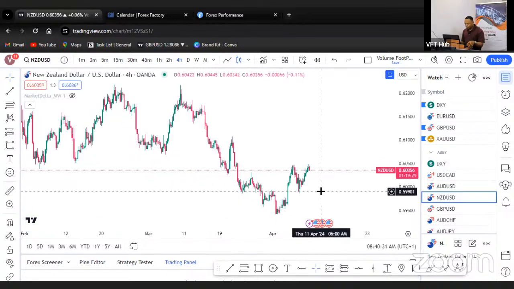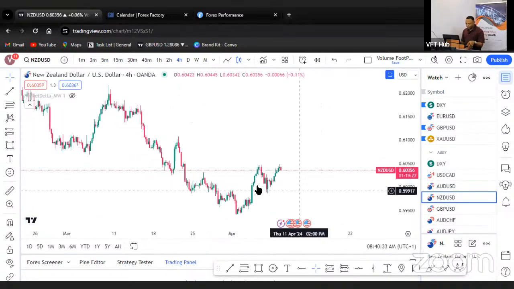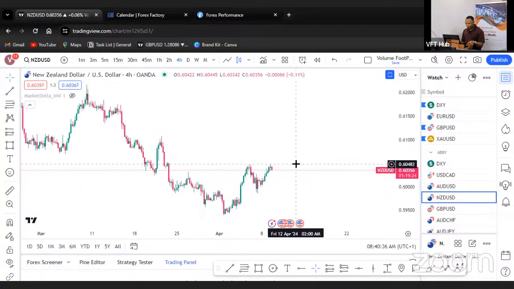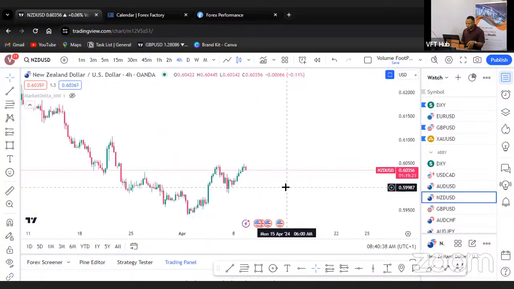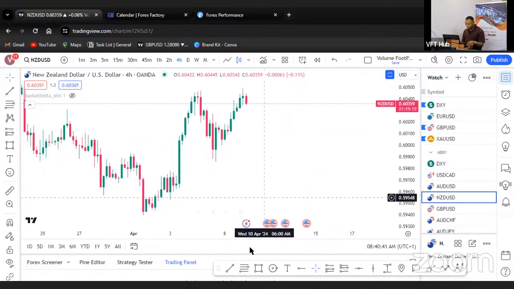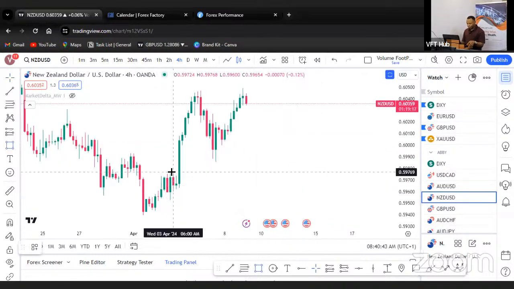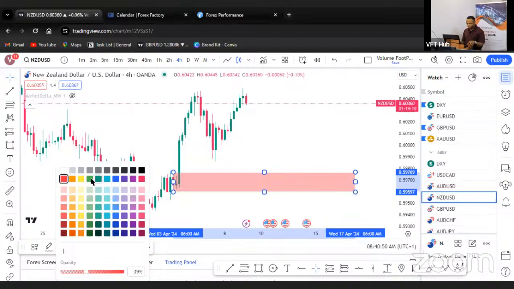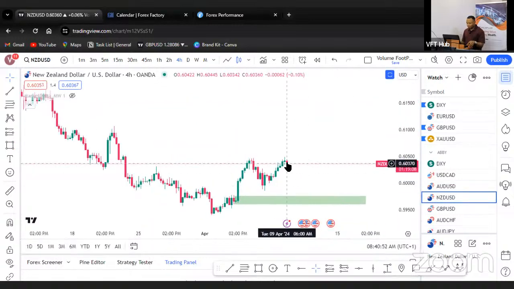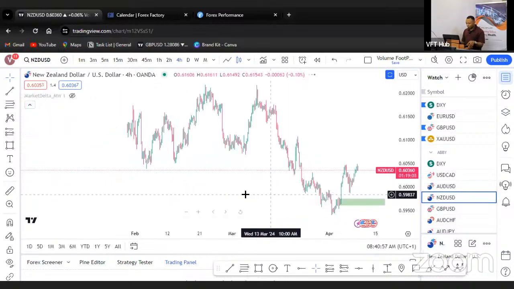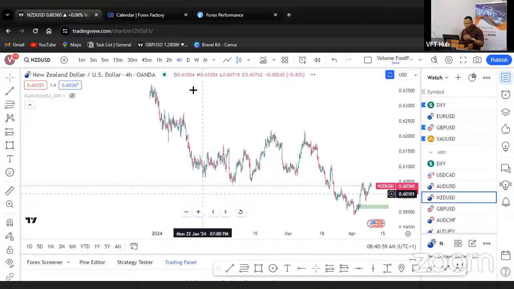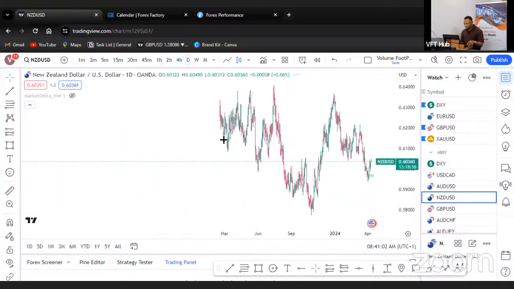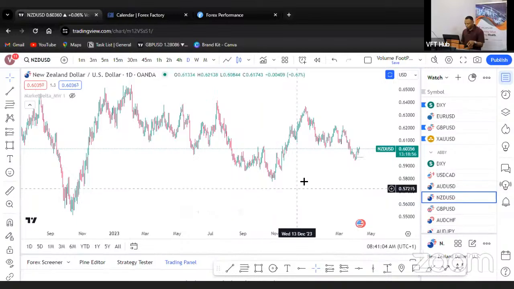NZD/USD. For NZD/USD, I also expect it to make that play for the sell-off to the downside, but I'm not so much interested in NZD/USD because of its sluggishness. But for the sake of our analysis, this is where I'm expecting NZD/USD to trade to. I'm expecting NZD/USD to sell off all the way to the downside, arrive at this level, and then possibly continue its uptrend, except if price continues to force its hand to trade further downwards.